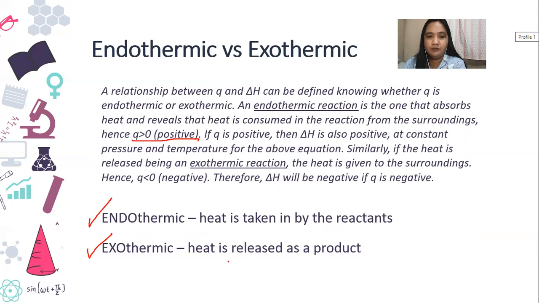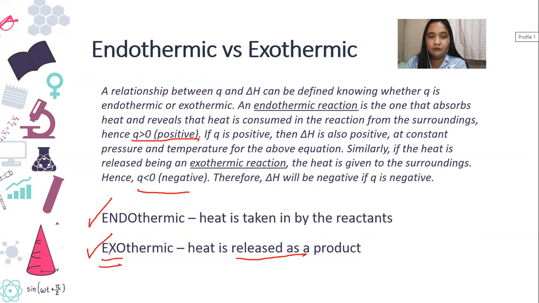For exothermic, heat is released as a product. So your system releases heat. So when a system releases heat, it means it cools down because it transfers its heat to the other system or the other object. And you can see here that Q is negative or less than zero, meaning there is a cooling down process. So that is an exothermic.